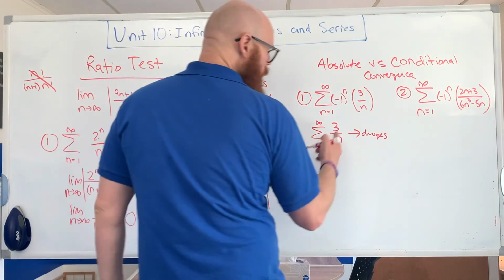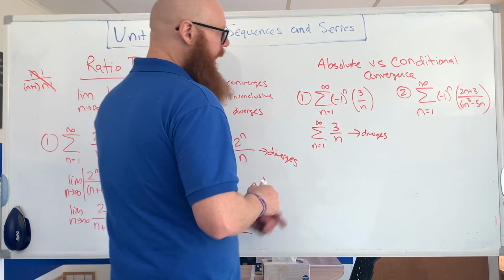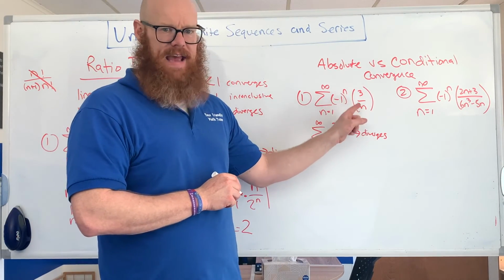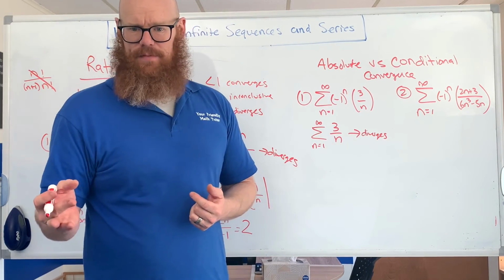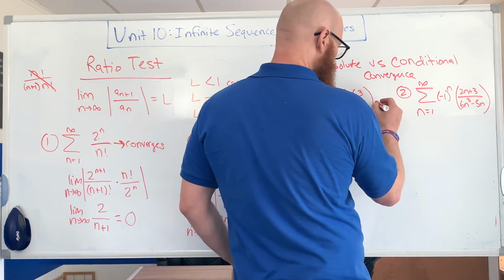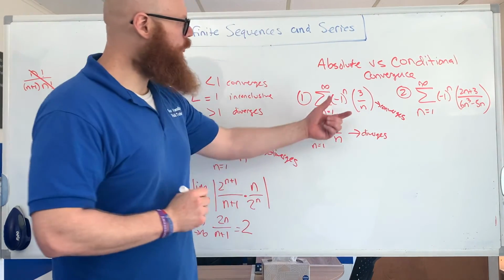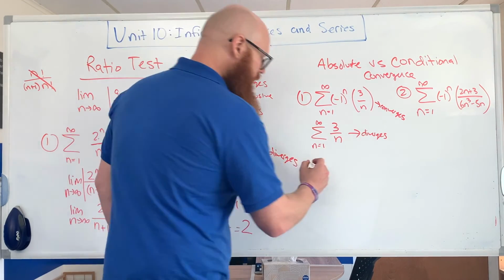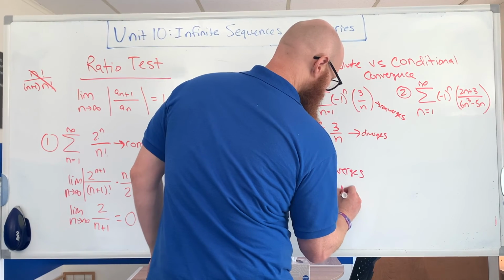So let's see what happens. If we put the alternator back in, this is the alternating series test. This certainly tends to 0. The a sub n part is certainly decreasing. So by the alternating series test, this part converges. Since the alternating version converges but the absolute value version diverges, we say that it converges conditionally.